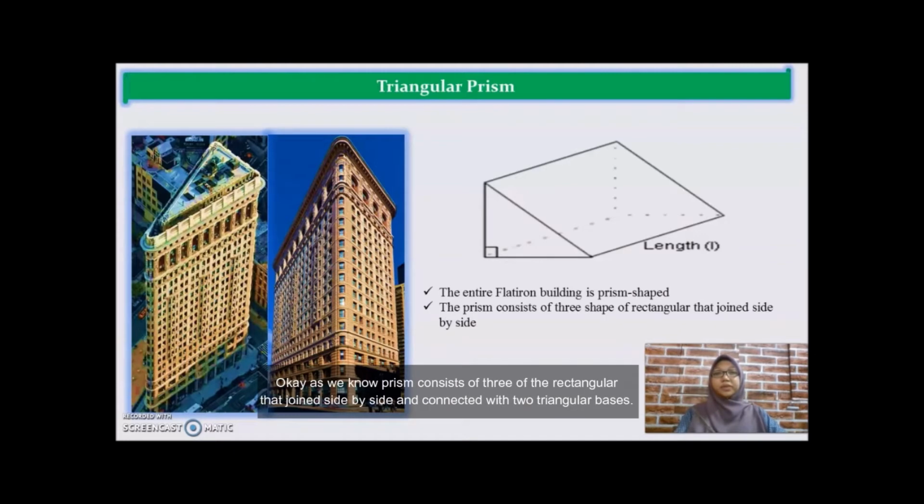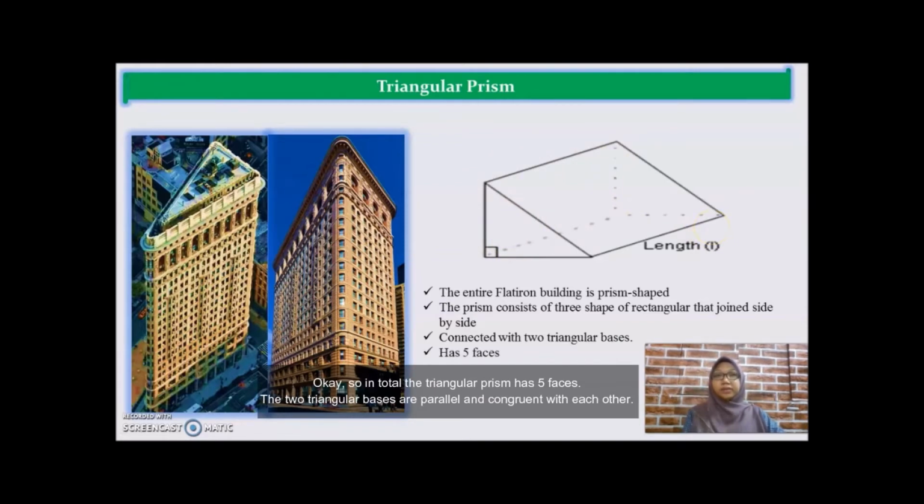A prism consists of three rectangles joined side by side and connected with two triangular bases. As you can see, this is the first triangle and the second triangle, and this is the first rectangle, second rectangle, and third rectangle. So in total, the triangular prism has 5 faces. The two triangular bases are parallel and congruent with each other.